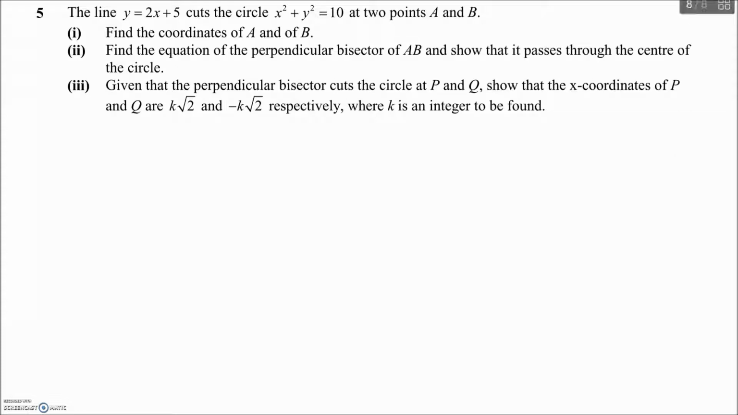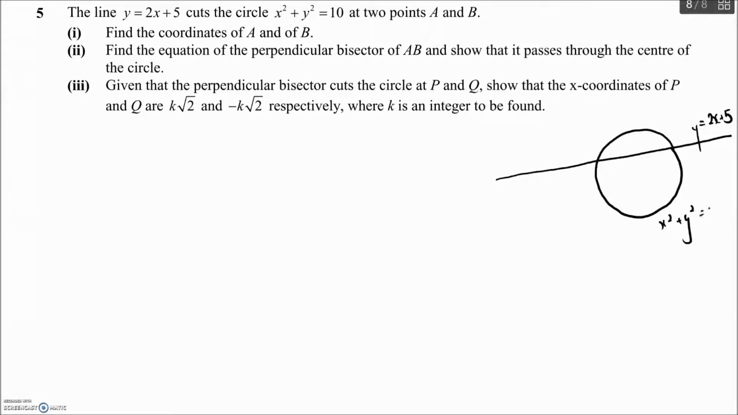I'm going to draw my circle. I'm going to draw a line. Notice the line actually cuts at A and B at 2 points. Let me note that down. In order for us to find the coordinates of A and B, it is very obvious that we need to solve the simultaneous equations to find the intersection of the 2 points A and B. So let us get started.